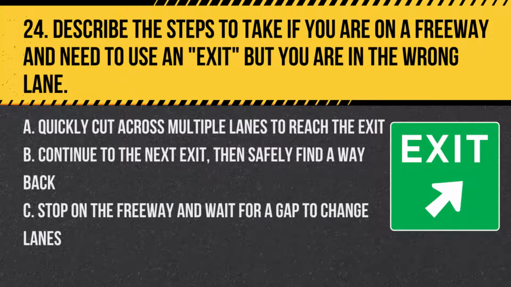Question 24. Describe the steps to take if you are on a freeway and need to use an exit, but you are in the wrong lane. A. Quickly cut across multiple lanes to reach the exit. B. Continue to the next exit, then safely find a way back. C. Stop on the freeway and wait for a gap to change lanes.